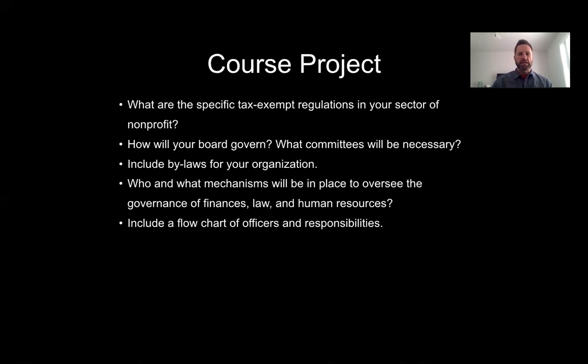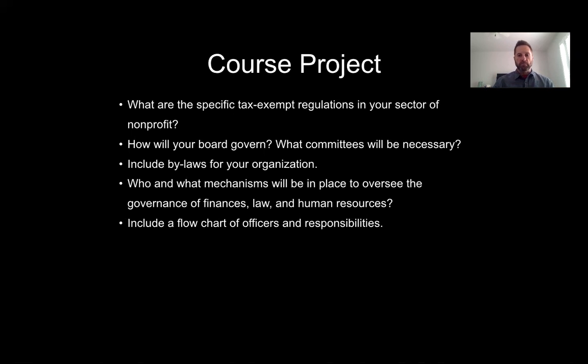What are the specific tax exempt regulations in your sector of nonprofits? Now, the books do a good job of telling you how you can find that information out. So you just want to have a little piece in there. They're going to be different depending on the sector. They're a little different for religious sectors and a little different for social justice sectors. You want to know that.